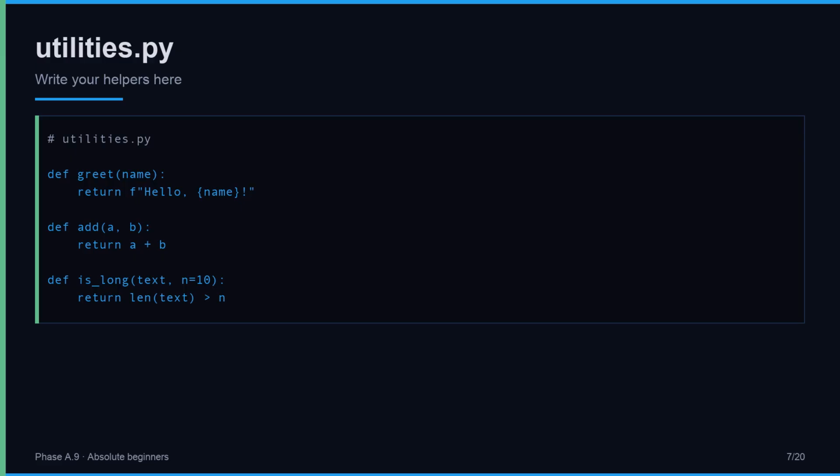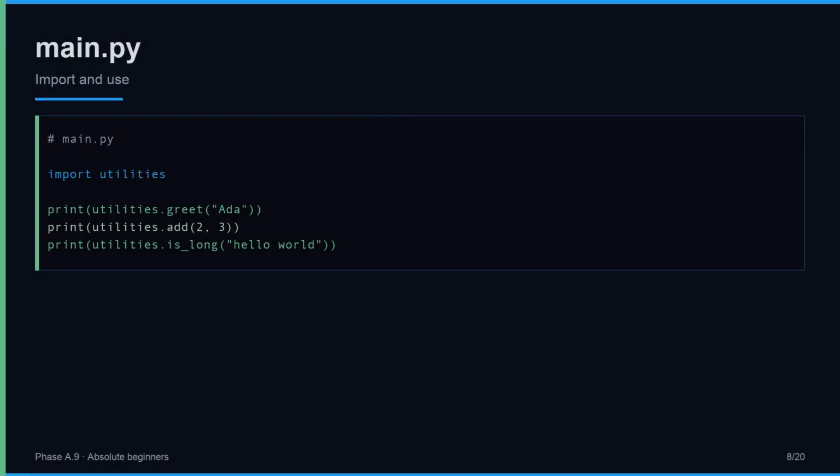Nothing here calls the functions. Utilities only defines them. That is the contract of a module. It offers tools, it does not run them by itself. Other files will call these tools when they need them. Define helpers here. Now open main.py.